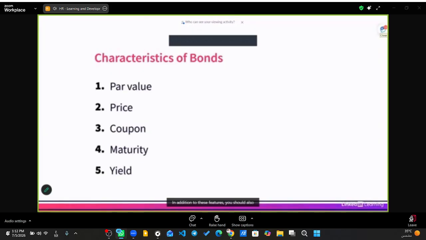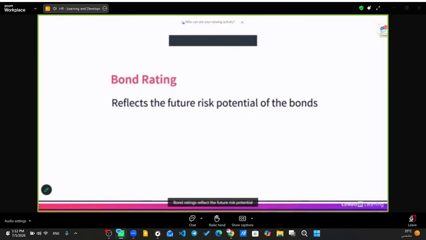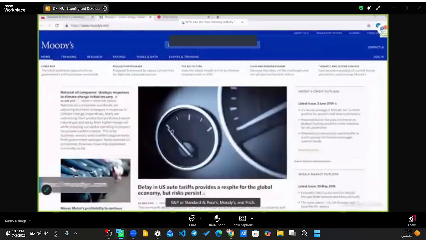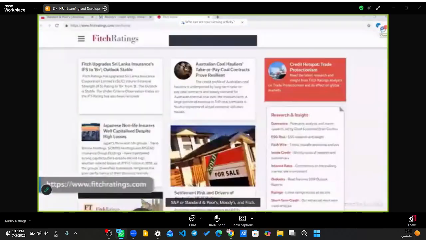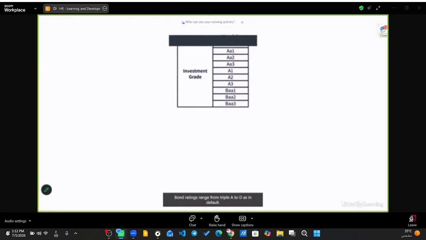In addition to these features, you should also understand bond ratings. Bond ratings reflect the future risk potential of those bonds. There are three prominent bond rating agencies: S&P, or Standard & Poor's, Moody's, and Fitch. Bond ratings range from AAA to D, as in default. I like to say that nobody fails and gets an F in bond ratings like you might in school.